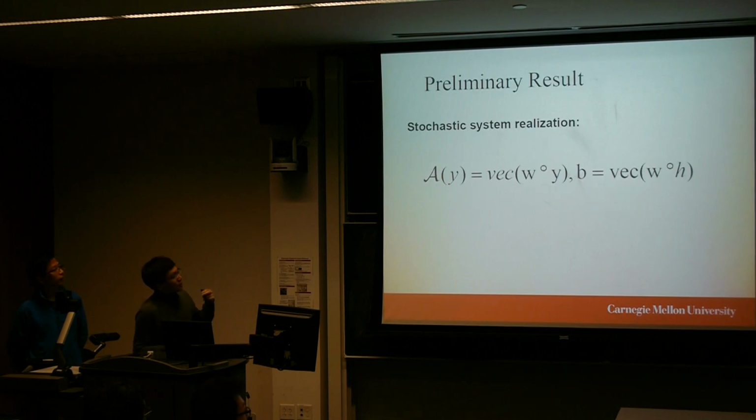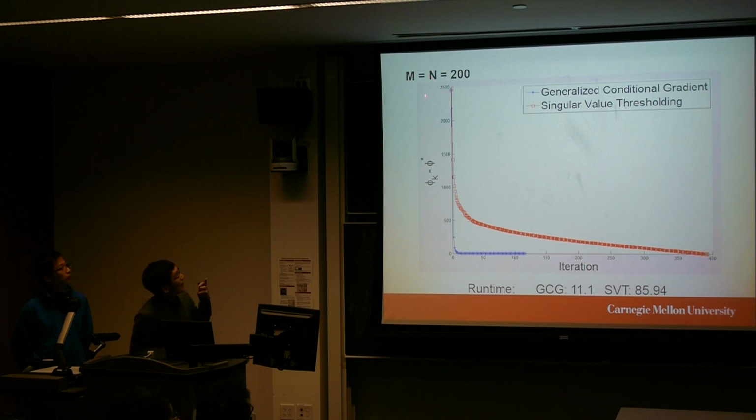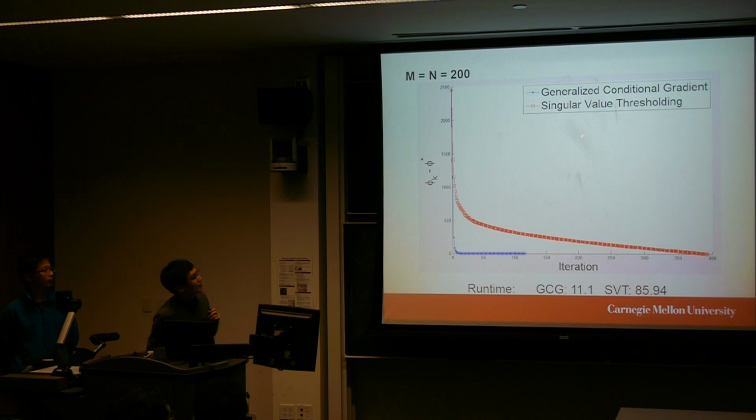So let's show some preliminary results on the stochastic system realization problem. In this case, the linear operator is this, and the B is this. Here M equals N, where M and N are the size of the Hankel matrix. So we can see that in the overall running time, our algorithm is much faster than singular value thresholding.